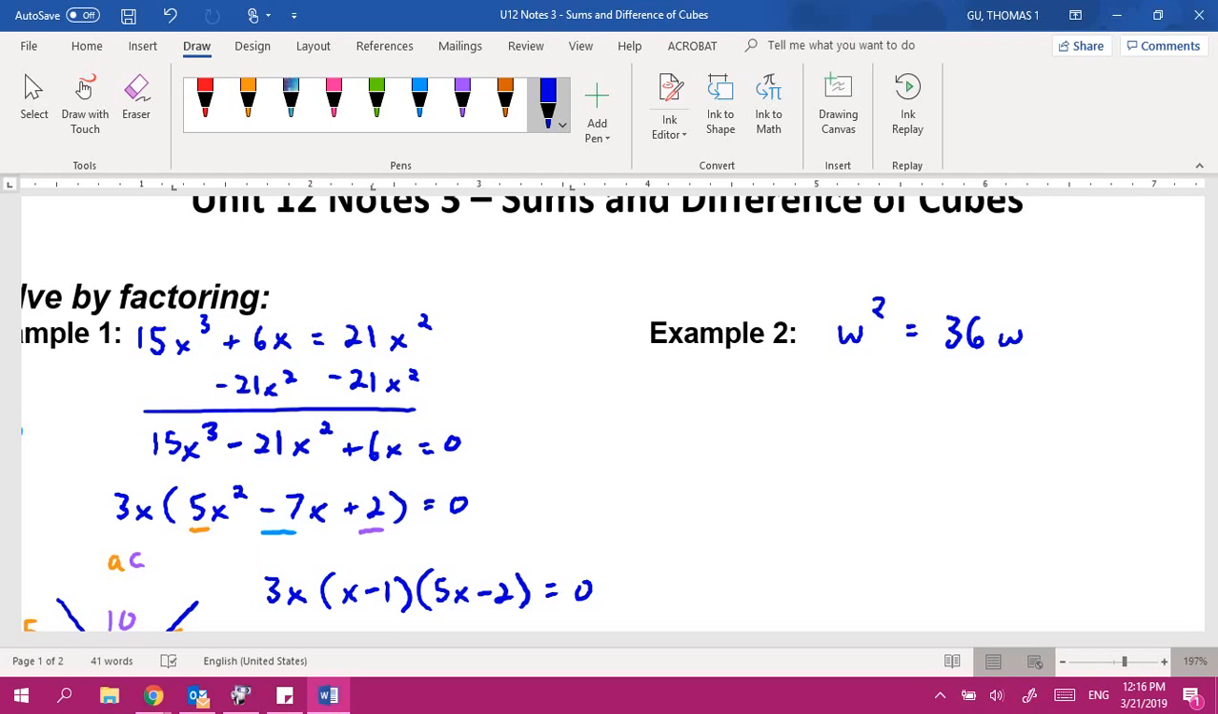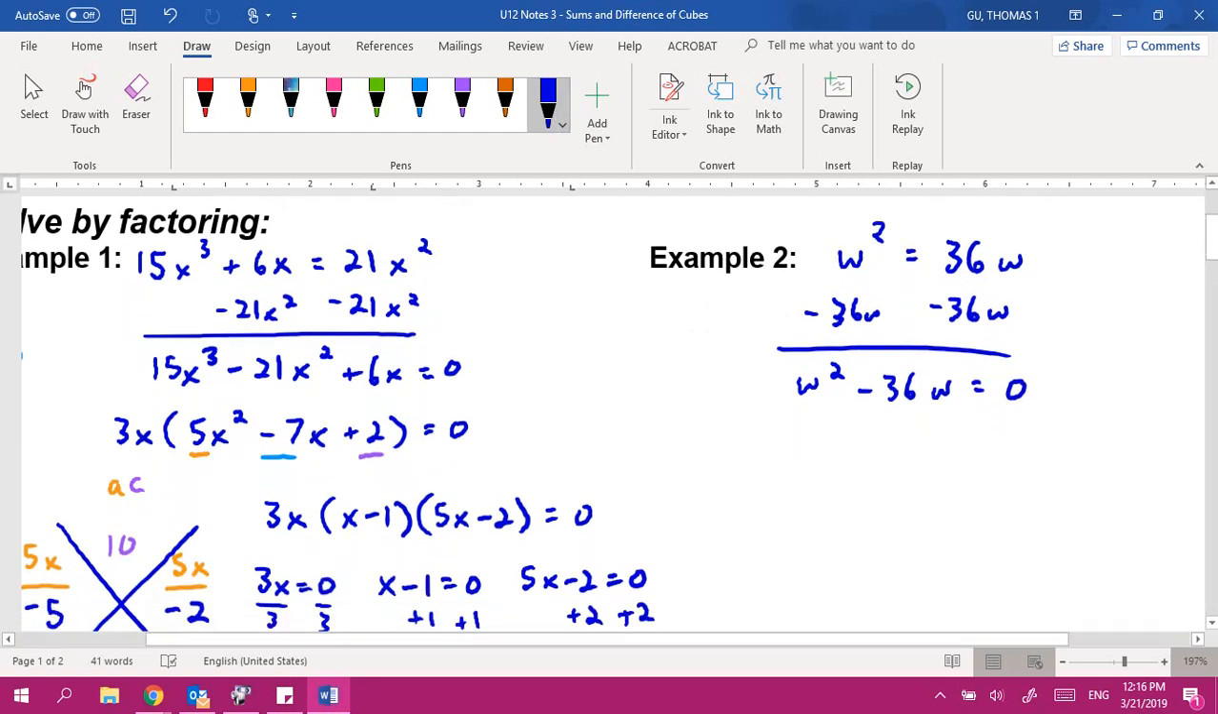All right. Feast your eyes on this one. What do you think you would do first on this problem? Subtract 36w, which gives you w squared minus 36w equals 0. What would be next? What's my next step? Take out the W.